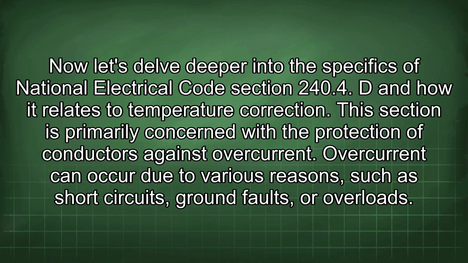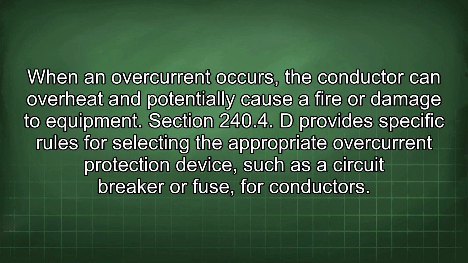Now let's delve deeper into the specifics of National Electrical Code section 240.4(D) and how it relates to temperature correction. This section is primarily concerned with the protection of conductors against overcurrent. Overcurrent can occur due to various reasons such as short circuits, ground faults, or overloads. When an overcurrent occurs, the conductor can overheat and potentially cause a fire or damage to equipment.